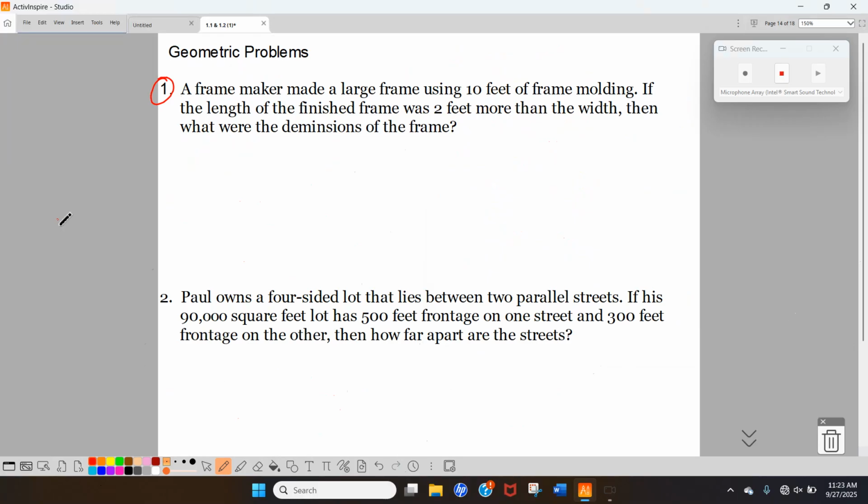All right, so a frame maker made a large frame using 10 feet of molding. If the length of the finished frame was 2 feet more than the width, then what were the dimensions of the frame? I'm looking at the test to make sure that I'm not giving you false information. It will be more like this one, but you have to make some statements at the beginning about where your variables and information are coming from. One of the points on your test for a problem like this is that you have to take this and write it as a little equation.